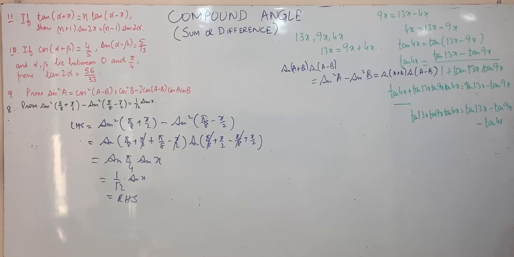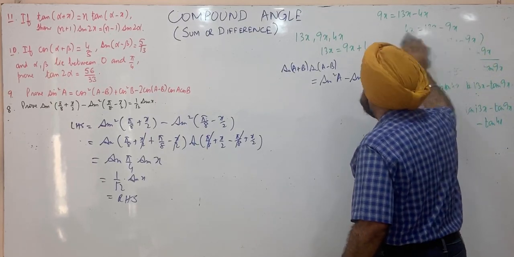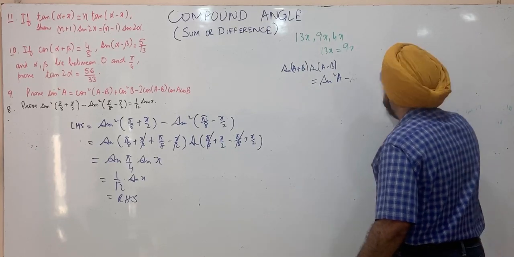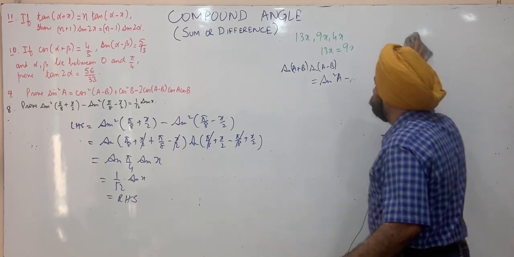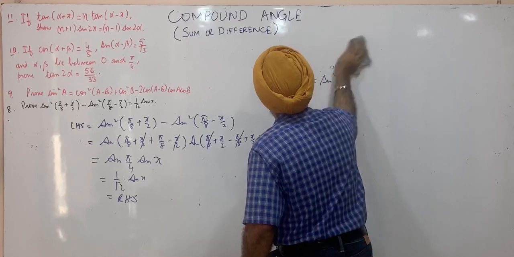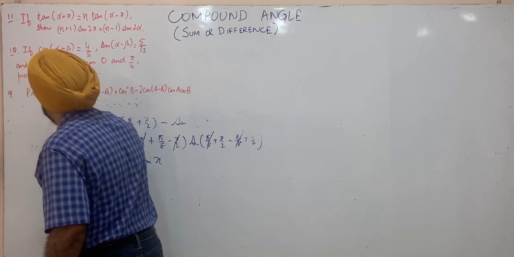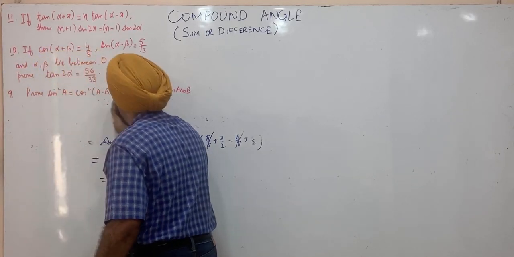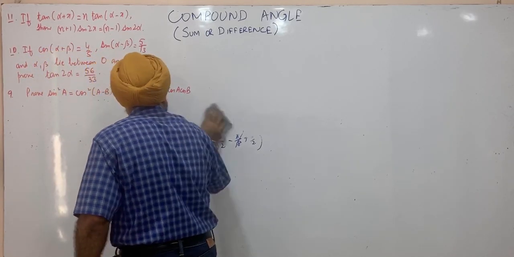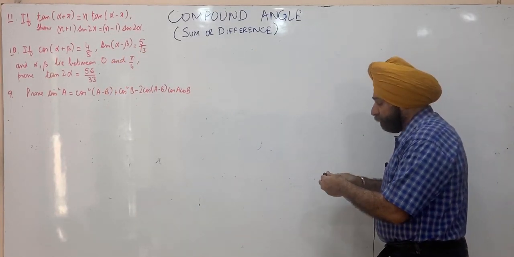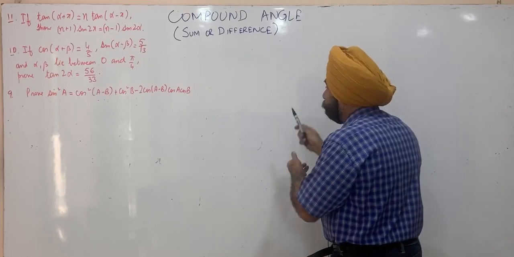Next we have a good question. We have to prove sin square of a is equal to cos square (a minus b) plus cos square b, minus 2 cos of (a minus b) into cos a cos b. The right hand side is the complicated side. We'll start from the right hand side and prove it equal to the left hand side.